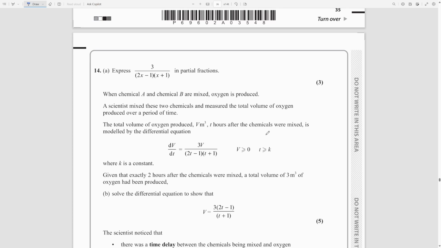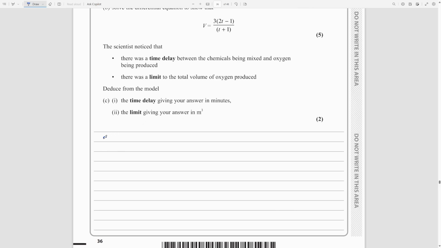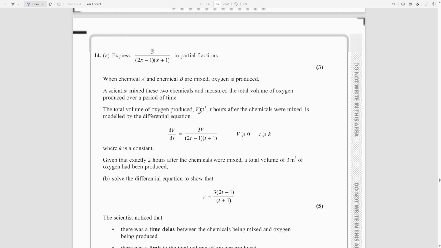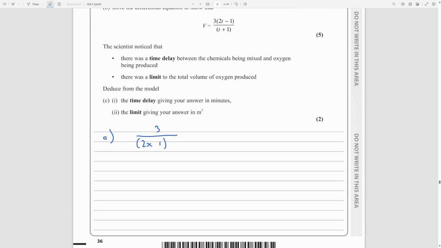Question 14. Express 3 over (2x minus 1)(x plus 1) in partial fractions. Okay, so it's 3 over (2x minus 1)(x plus 1). If we express this in partial fractions, it will be something over 2x minus 1 plus something over x plus 1.